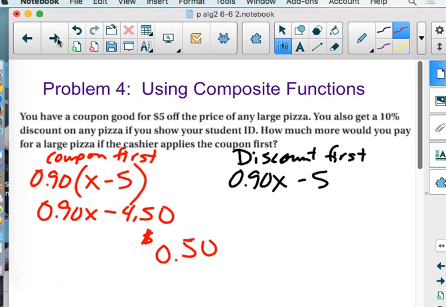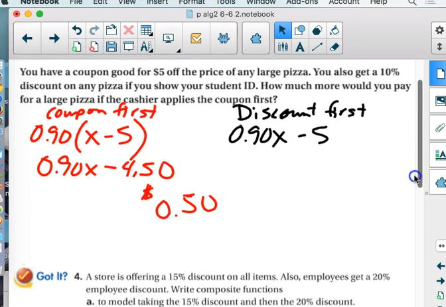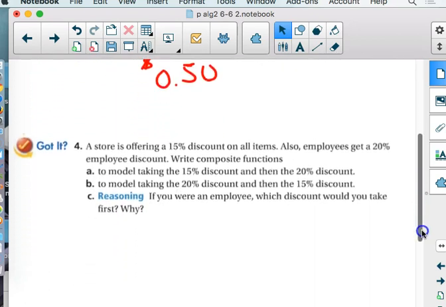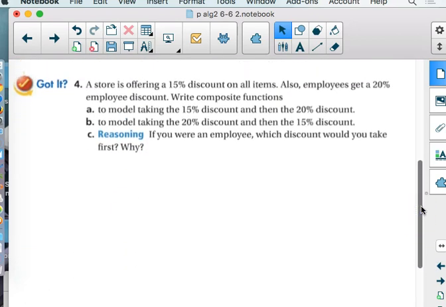So, when there's a coupon and there's a discount, it does matter which one goes in first. And some businesses will let you choose. They'll say, what do you want to do first? And you need to know that you'll save a little bit more money. Especially when it's something, I mean, we're talking pizza. Pizza's not going to be that expensive, but if it's furniture or something like that, yeah, you want to be able to get it.